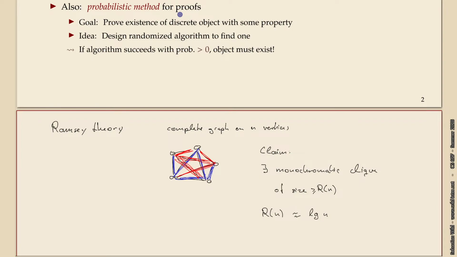And oftentimes, this is the only way we know to prove the existence of certain objects, which is pretty cool. On the other hand, it's also unsatisfying because it doesn't allow us to construct these objects. It just tells us that they exist.